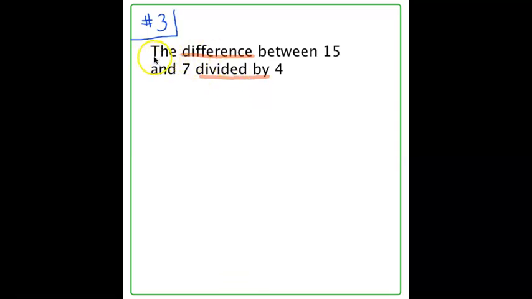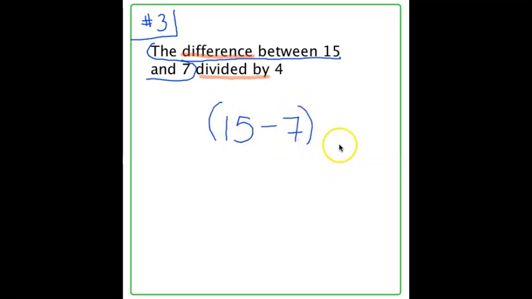Well, sometimes these can be a little tricky, but let's look at the very first problem we have. The first two numbers we get are the difference between 15 and 7. That's the first thing we're going to do. Now, what does difference mean? If you remember back to our clue words, it meant subtraction, the difference between 15 and 7. And then what do we do with the difference between 15 and 7? We're going to divide it by 4.